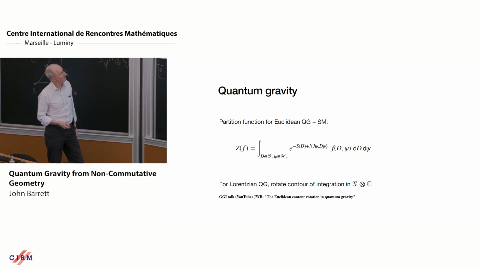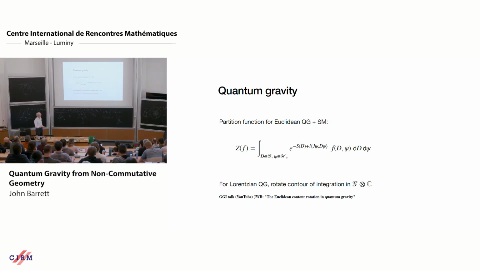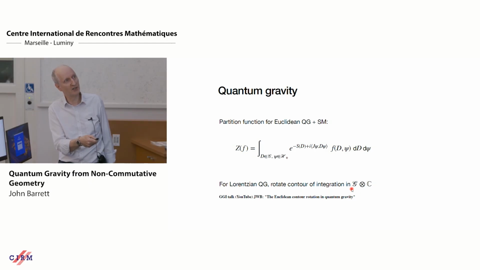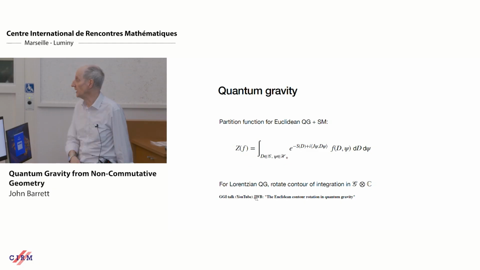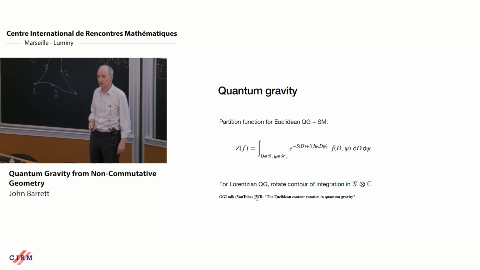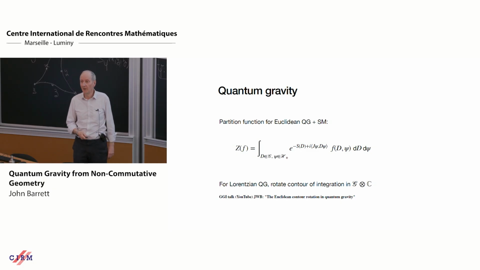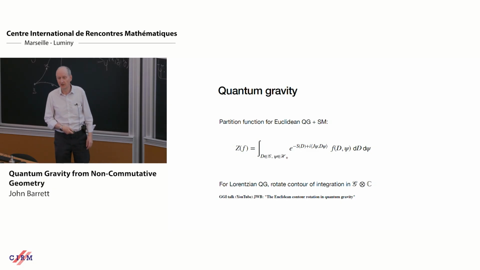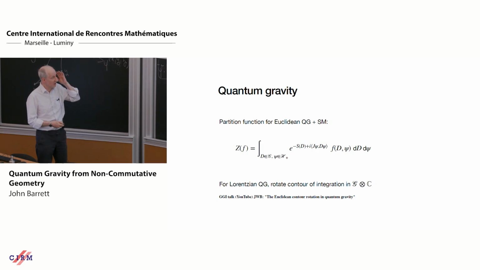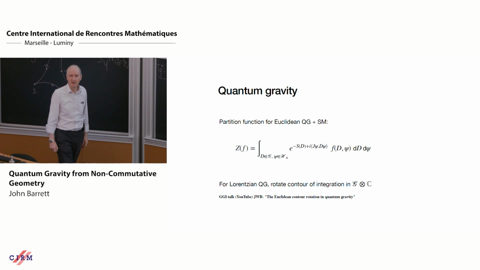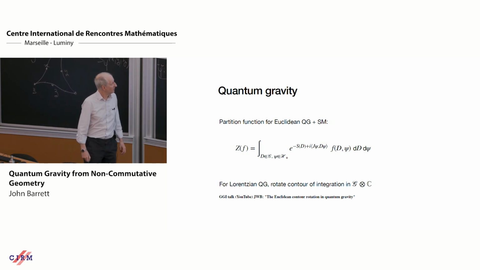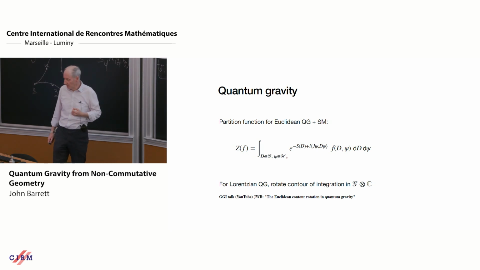It's just like that. Okay, and the idea is that for Lorentzian quantum gravity, we're supposed to rotate the contour of integration in the complexified Dirac data, G tensor C. And this will take us to Lorentzian Dirac operators. That's the idea. A certain amount about this is understood, and it's a whole lecture. If anybody's interested, please go on YouTube and find my GGI talk on this subject. There will be a paper eventually.